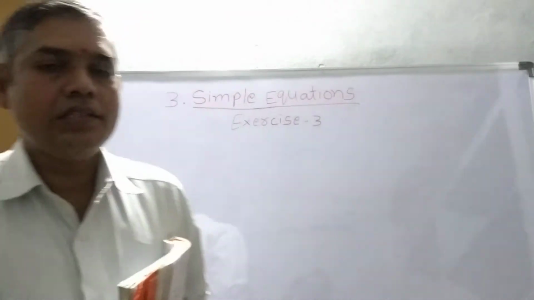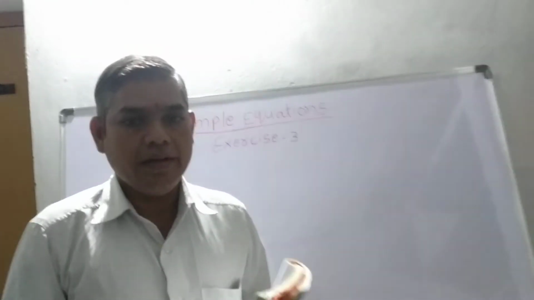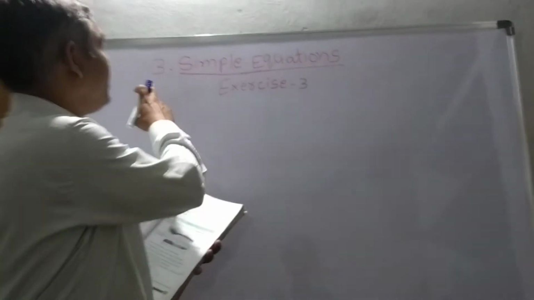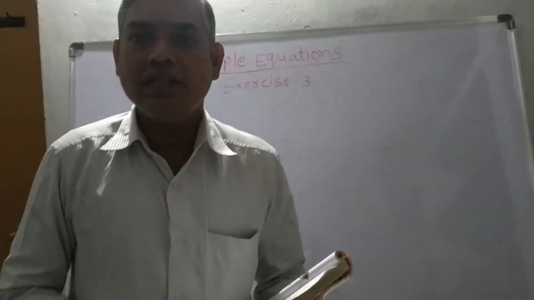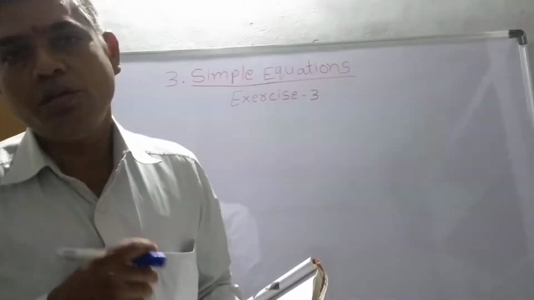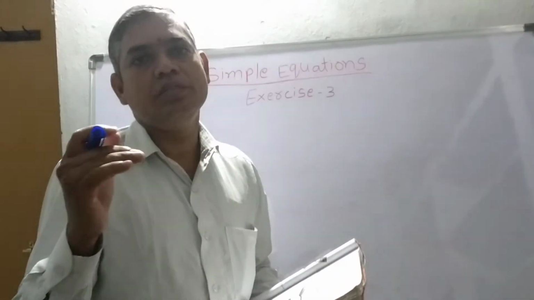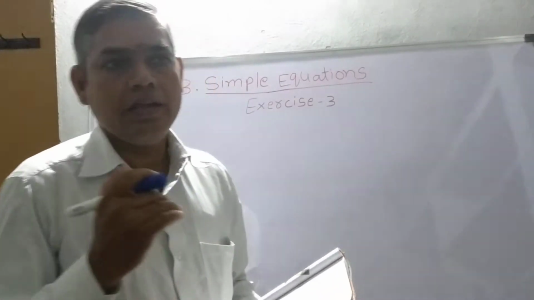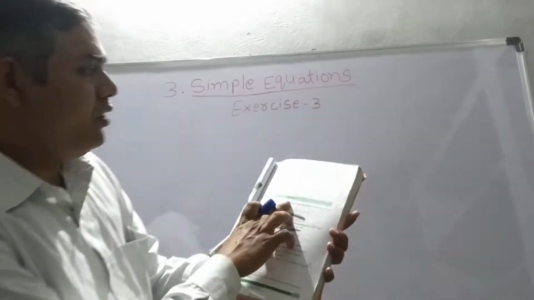Children, 7th class mathematics, chapter number 3, simple equations, exercise 3. In the last two periods, we have completed exercise 1 and exercise 2. In this exercise 3, we are going to solve some simple equations from our day-to-day life. Exercise 3, page number 67.